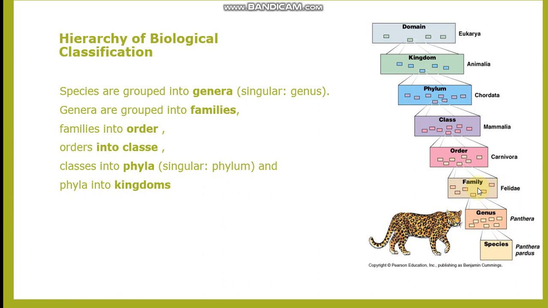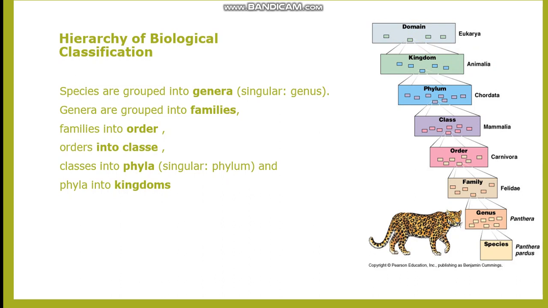Likewise, families are grouped into a more inclusive, larger category called order, like Carnivora. Similar orders are grouped to make a class, which is Mammalia, and classes are grouped to make a larger category called phylum, like Chordata. Phyla are grouped into kingdom, like Animalia, and kingdoms are grouped to make the biggest category called domain, like Eukarya.